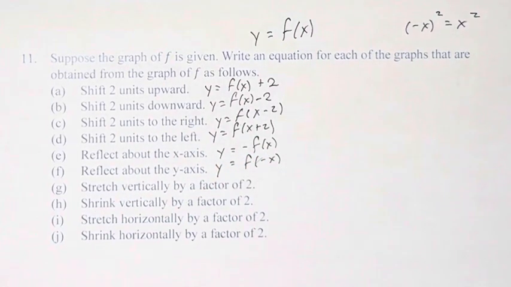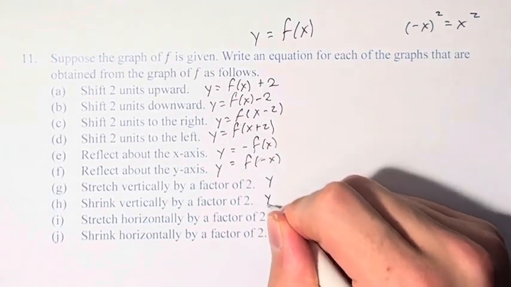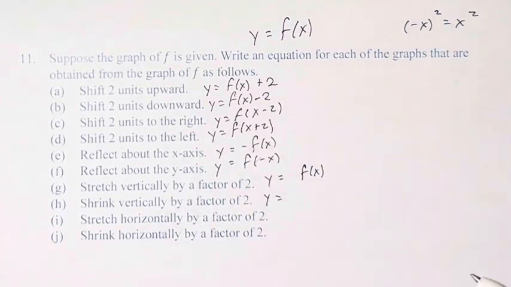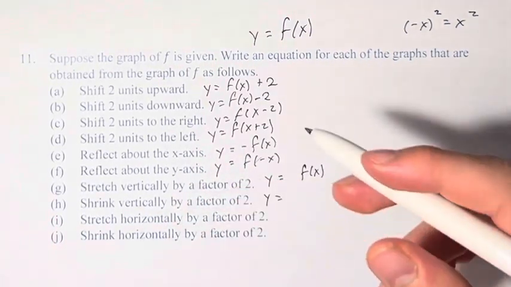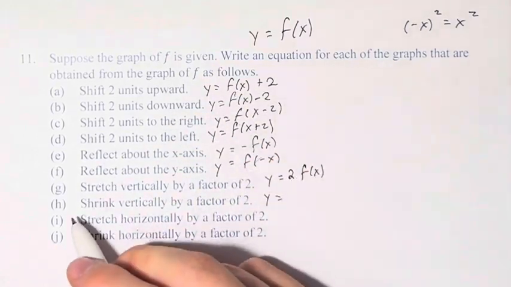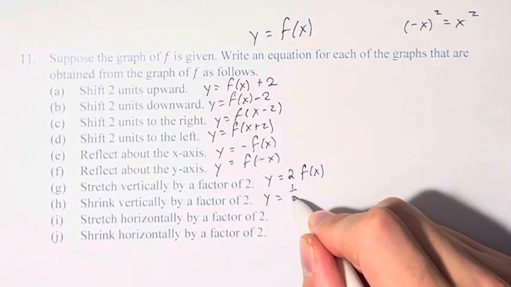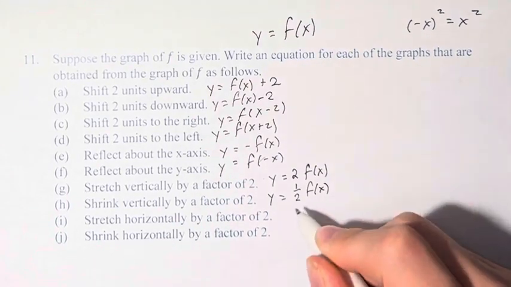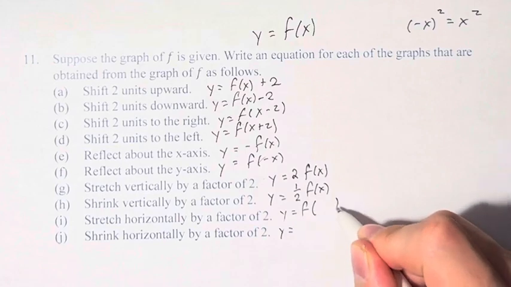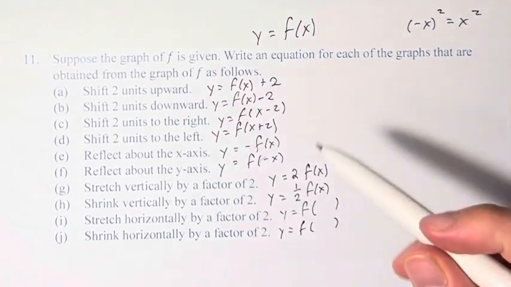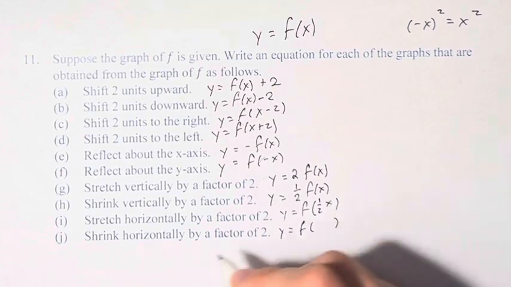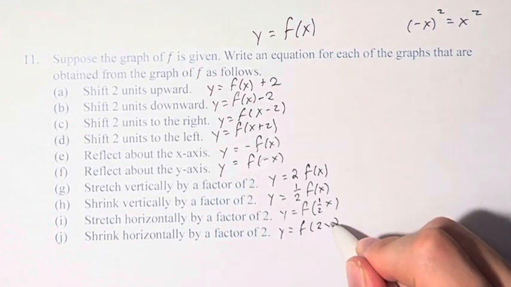Stretching and shrinking vertically by a factor of 2. This is a multiplication of the function by a number. If it's stretching by a factor of 2, we multiply by 2. If it's shrinking by a factor of 2, it's 1 over 2. For horizontally, it's within the function. And it's opposite. Stretching by a factor of 2 is 1/2 x. Shrinking by a factor of 2 is 2x.